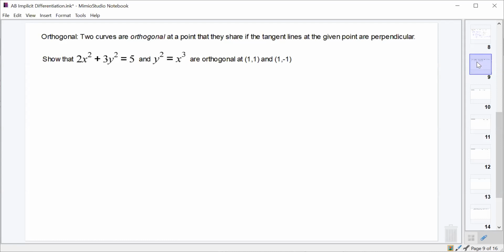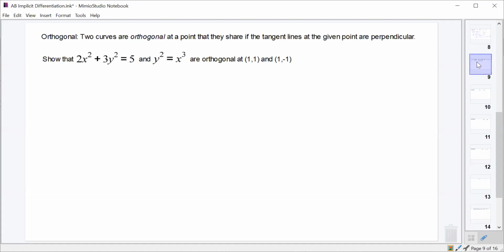So the only reason I bring this up, even though it won't show up on the AP test, is that a lot of times in Calc 3 and differential equations, past this class and the class after this one, orthogonality comes up a fair amount. So you just want to be aware of that and what it is.